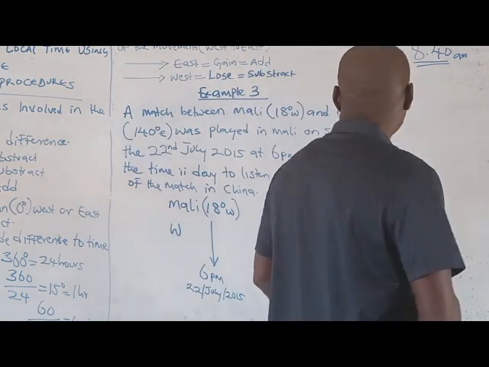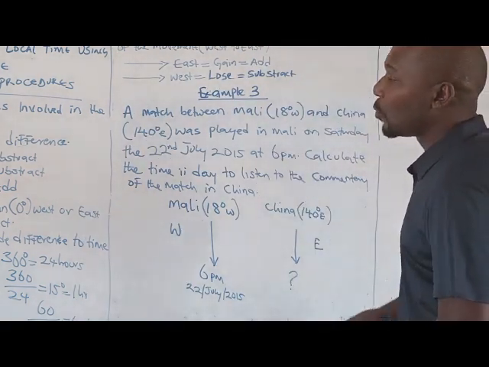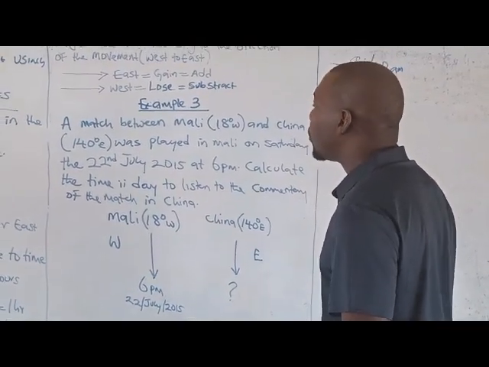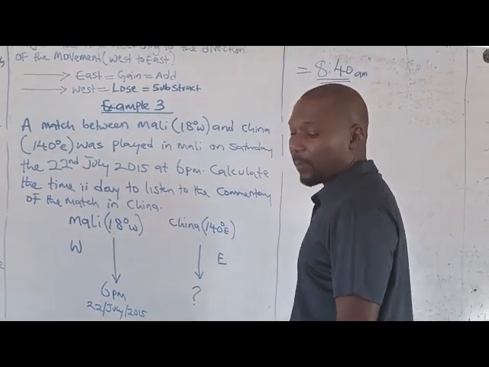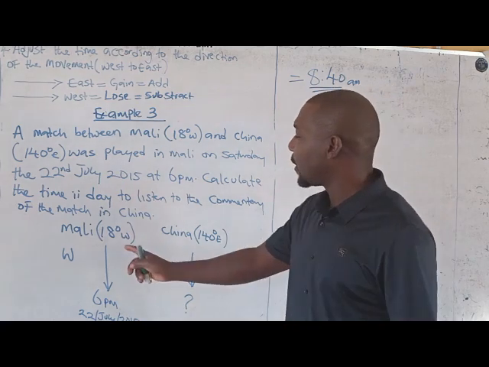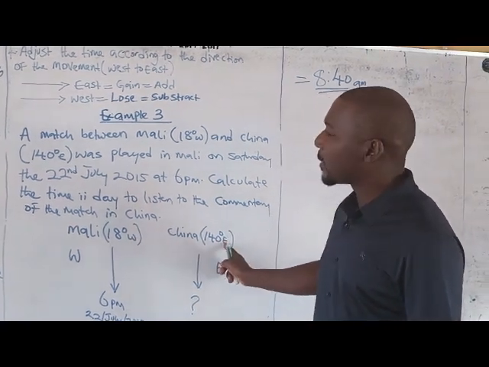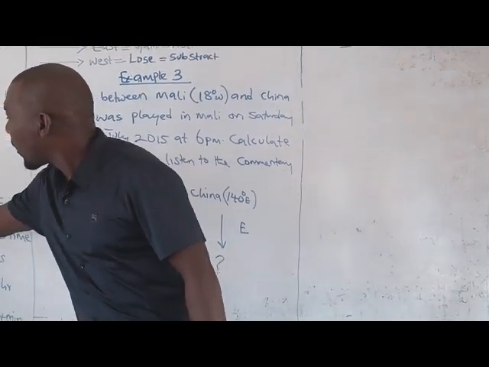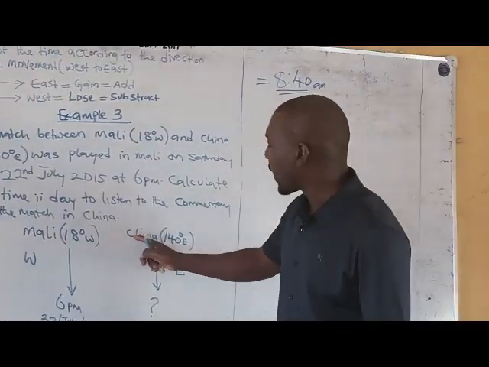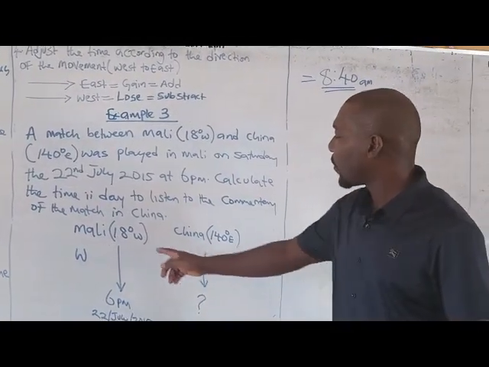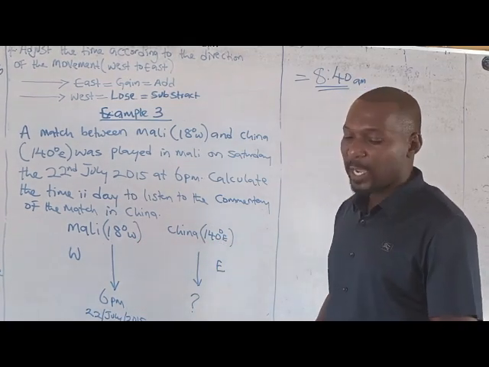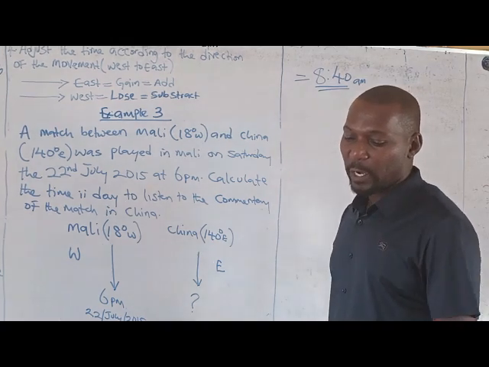Rule 2, what are we to do? We are to find the longitude difference. And they say if the countries are in west and east, we are adding their longitudes. If supposing the countries were both in west, we are subtracting. But now the countries are in west and east, so we are acting according to our formula.